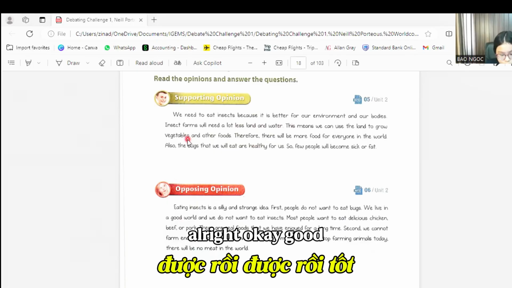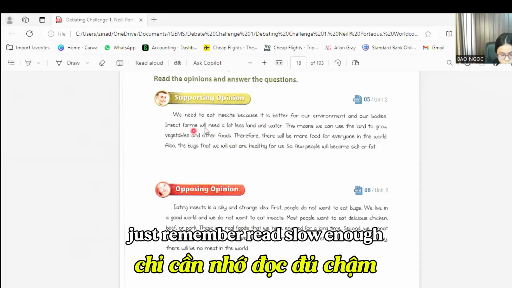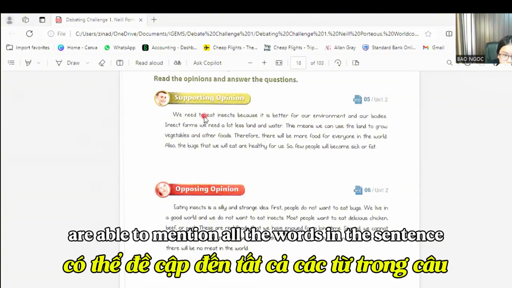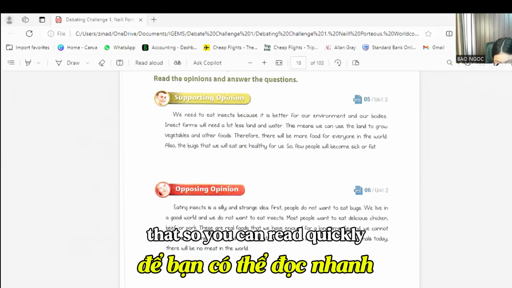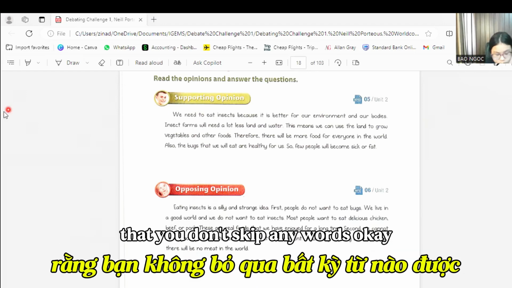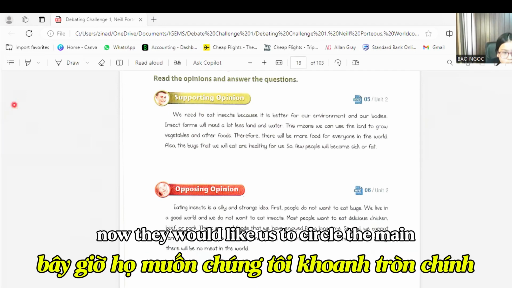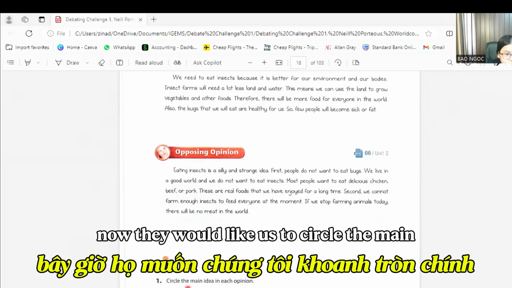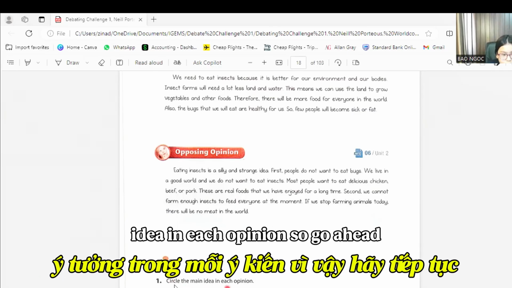All right. Okay, good. Just remember, read slow enough that you are able to mention all the words in the sentence, but you can read quickly, just make sure you mention everything and that you don't skip any words. Okay. Now, they would like us to circle the main idea in each opinion.